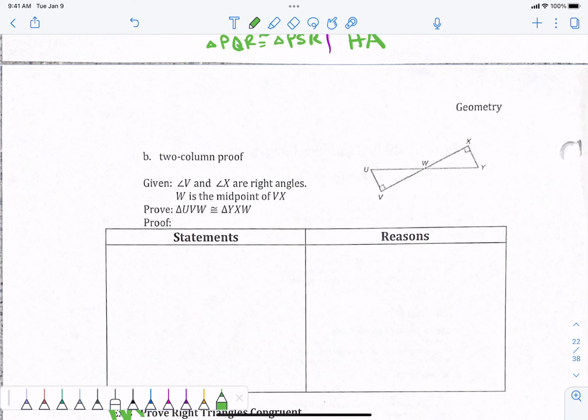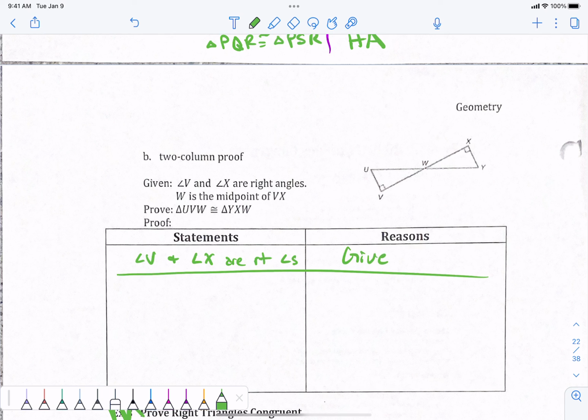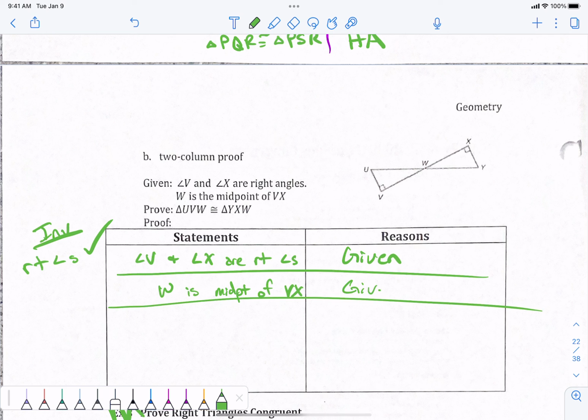All right, so I think you get the idea. Do you get the idea? Yes? Okay, so angle V and angle X are right angles, given. So in our inventory, we have right angles established. Check. The right angles are established. Okay, then the next one says that W is the midpoint of VX. Okay, that's another given piece of information.